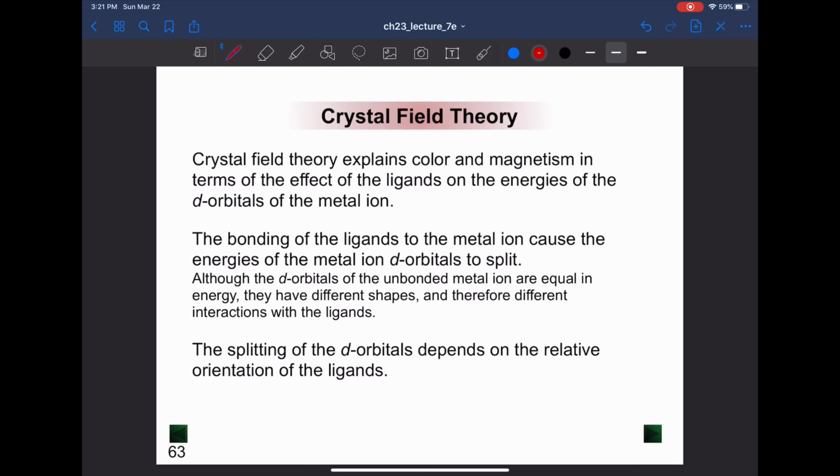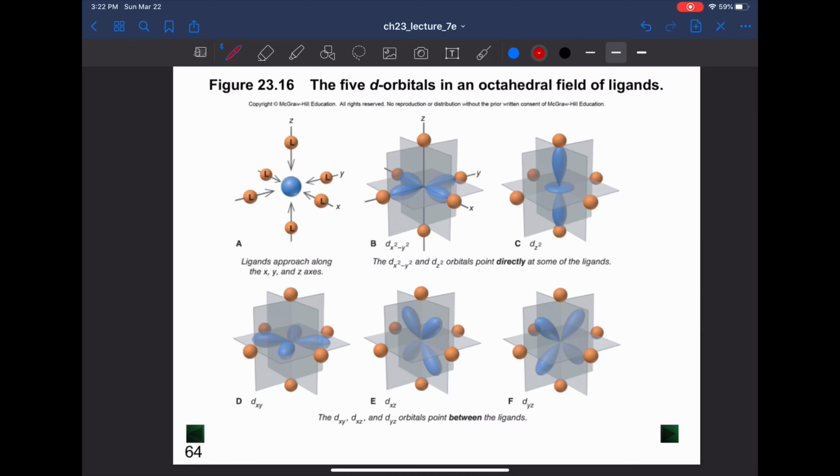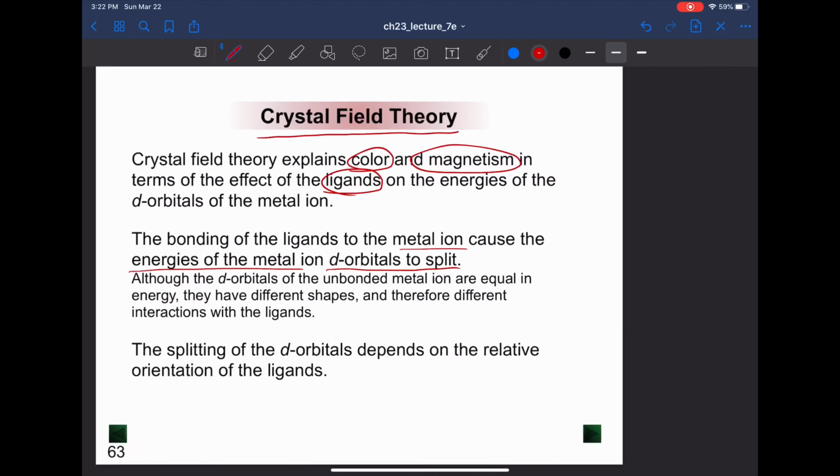So the next topic is the crystal field theory. Crystal field theory basically explains why transition elements end up with color and magnetism, and the effect of ligands in creating the color and magnetism. The bonding of ligands to the metal ion causes the energies of the metal ion's d orbitals to split. So how would the splitting of the d orbitals occur?